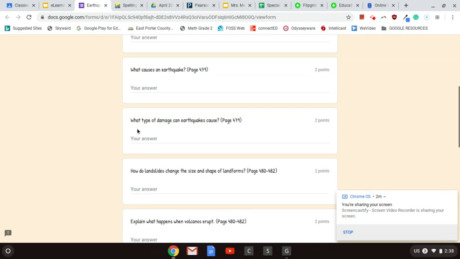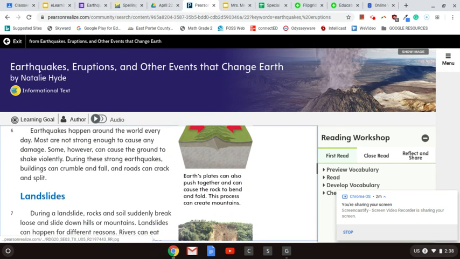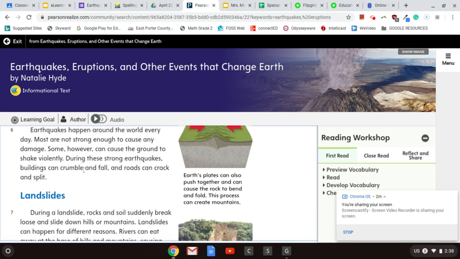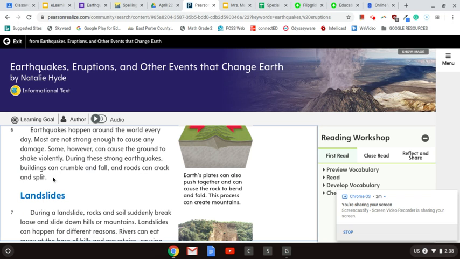Number 3, what type of damage can earthquakes cause? Again on page 479. During these strong earthquakes, buildings can crumble and fall, and roads can crack and split. There we have an answer for what damage it can cause. Buildings can crumble and fall, and roads can crack and split.